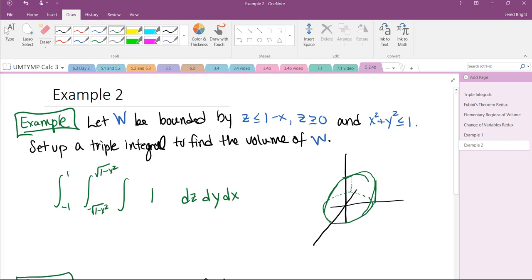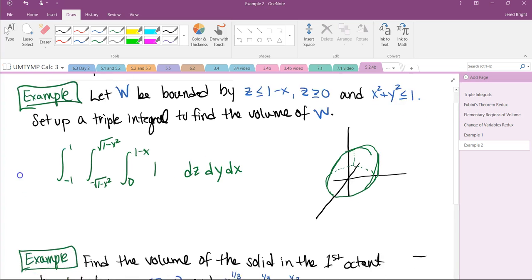And then for z, z should extend from 0 up to this plane boundary, so 1 minus x. So this one wasn't too bad to set up. Again, just thinking about your elementary regions and setting those up in terms of the other variables. That was kind of what we did in the last video as well.